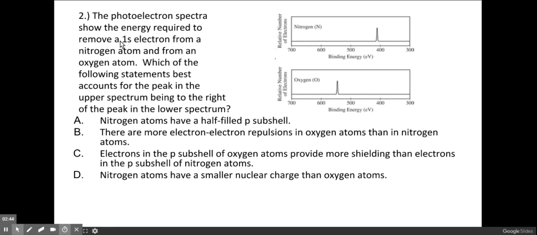So the first thing that I need to bring your attention to is the question says, show the energy required to remove a 1s electron, not valence electrons, but this is the 1s electron. So there are no shielding electrons. These are the electrons closest to the nucleus.